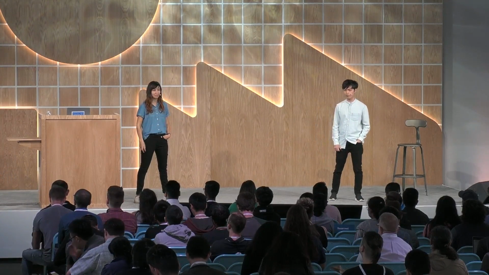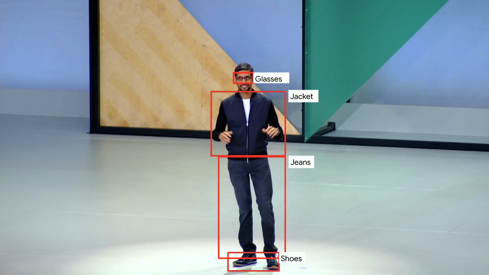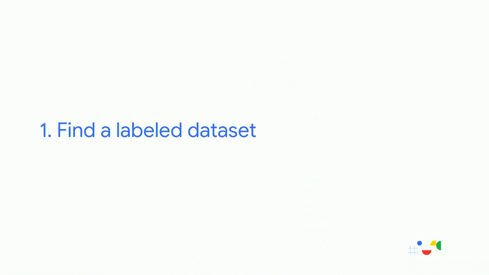Today we're going to build our own custom AutoML model to do a task called object detection. That's when not only do we want to know what's in a photo, but we actually want to know exactly where it is. We want to find the bounding box. And today we're going to build a model that identifies clothing, just like we've done on stage. So how do we do it?